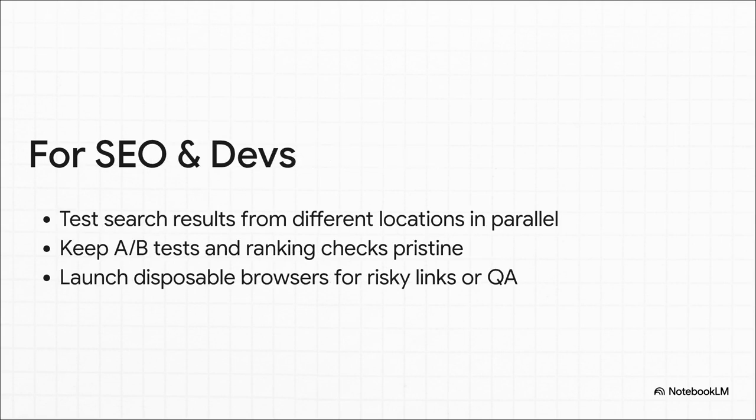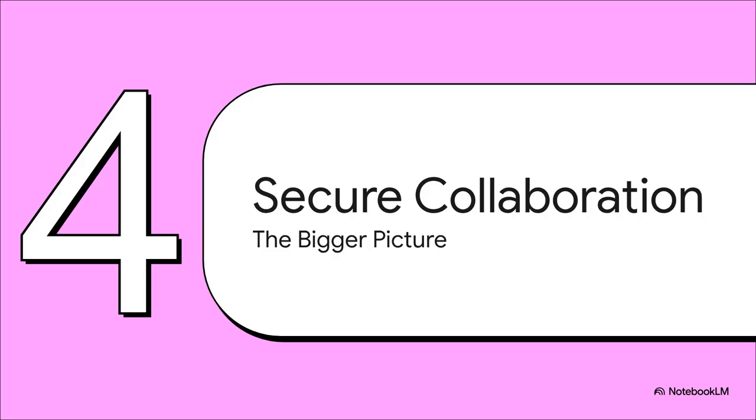And for all you technical pros, the SEO experts and developers, the benefits are just as awesome. You can test search results from different countries all at the same time in parallel windows. Your A/B tests stay totally clean without cookie pollution. And you can instantly spin up a disposable browser to check a suspicious link and then just, poof, throw it away. Okay, so we've seen the day-to-day wins. Now let's zoom out and look at the bigger picture this makes possible. Truly secure, scalable collaboration for any modern team.